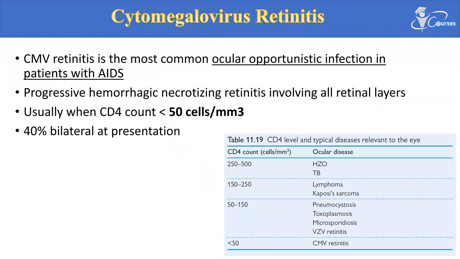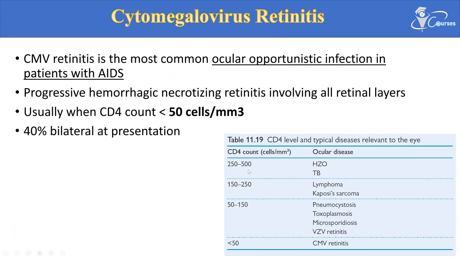Starting with cytomegalovirus retinitis. Cytomegalovirus retinitis is the most common ocular opportunistic infection in patients with HIV infection or AIDS. Those patients will have progressive hemorrhagic necrotizing retinitis involving all retinal layers. It specifically occurs when the patients have very low immunity, when the CD4 count falls below 50 cells per cubic millimeter. This table shows which diseases the eye will be at risk of, depending on the CD4 count.